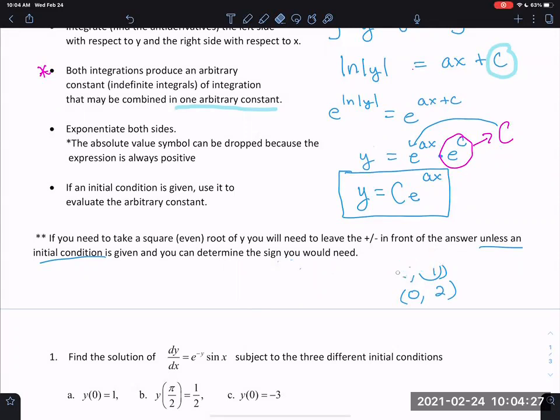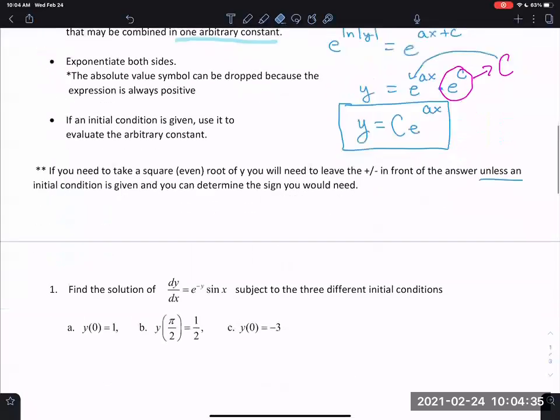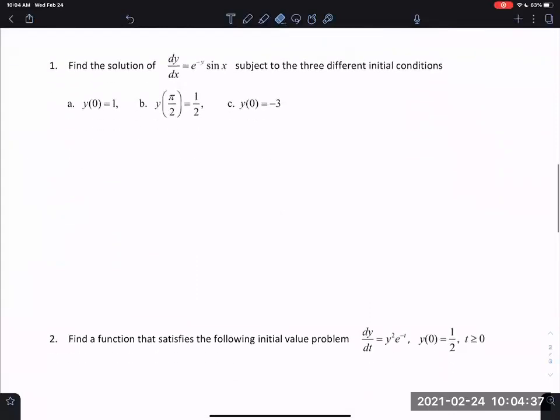So basically what we're doing is we're adding steps, different types of problems, but we're just adding a couple of steps in here. And let's practice. All right. Find the solution of dy dx equals e to the negative y times sine x, subject to the three different initial conditions. All right, here we go.